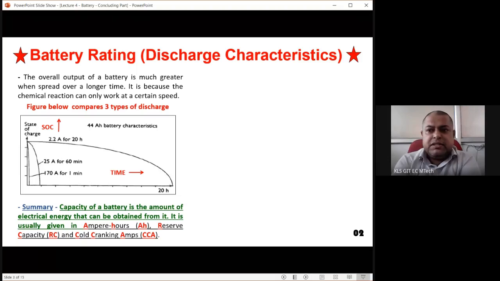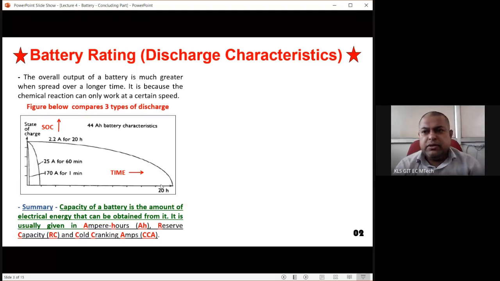So you have to draw this diagram first, and you can see there are mainly three types of discharge characteristic. The first characteristic is the longest. The y-axis is the state of charge, how much charge is remaining in the battery and how it is getting depleted or reduced. The x-axis is the time in hours. You can see this characteristic which is discharging for a long period of time. That period of time is 20 hours.